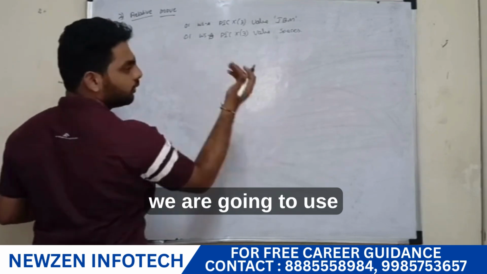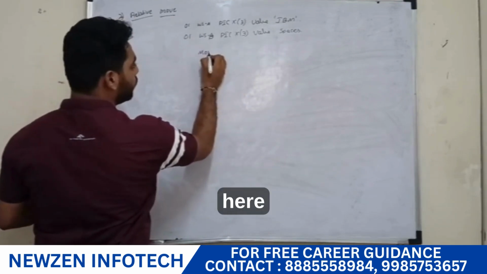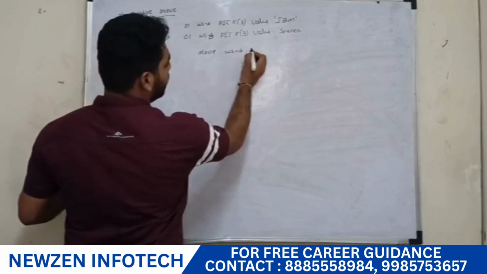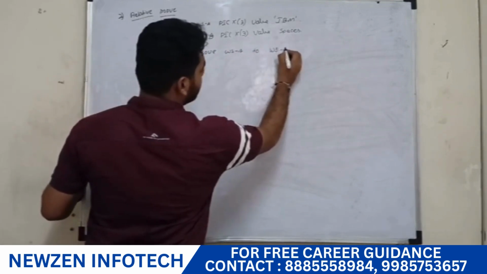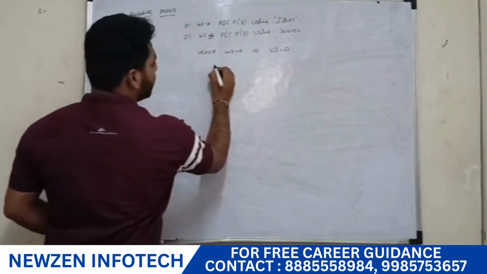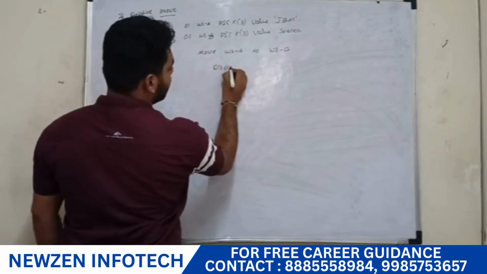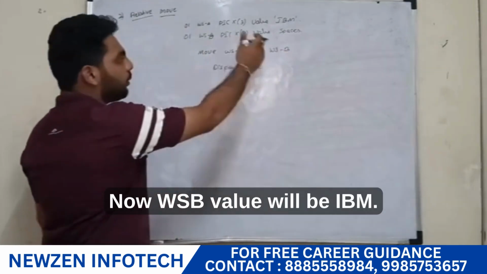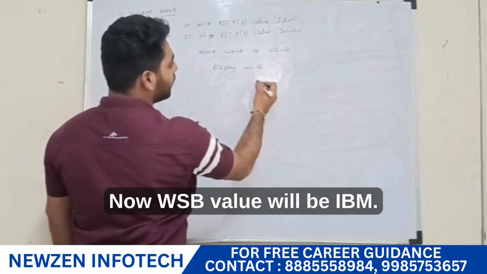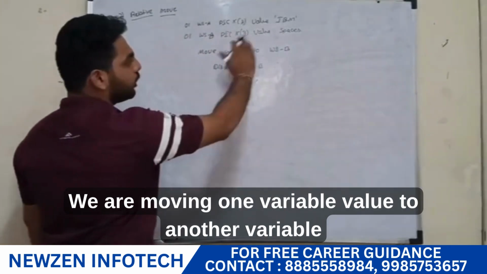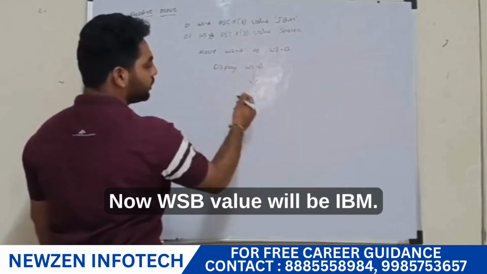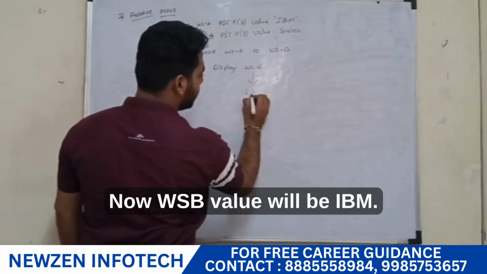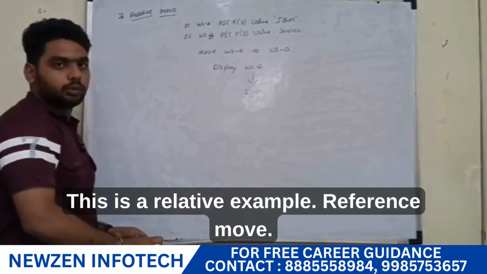For the relative move syntax, we are going to use MOVE WSA TO WSB. Display the WSB. Now the WSB value will be IBM. We are moving one variable value to another variable value, so now the WSB value will be IBM. This is a relative move example.